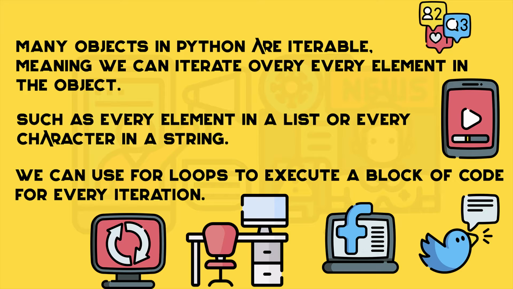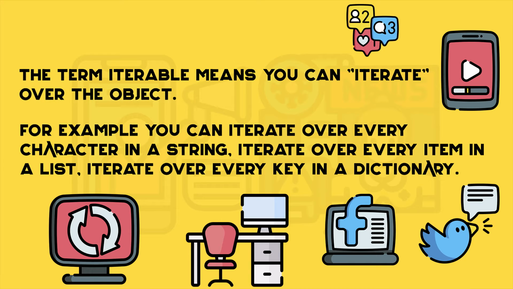So I want to focus a little bit more on this term iterable because you hear it a lot, especially in the Python documentation, and it's kind of a strange term if you have never heard it before. Now, all this term means is that you can iterate over an object, so that means you can perform some actions for everything that's in the object.